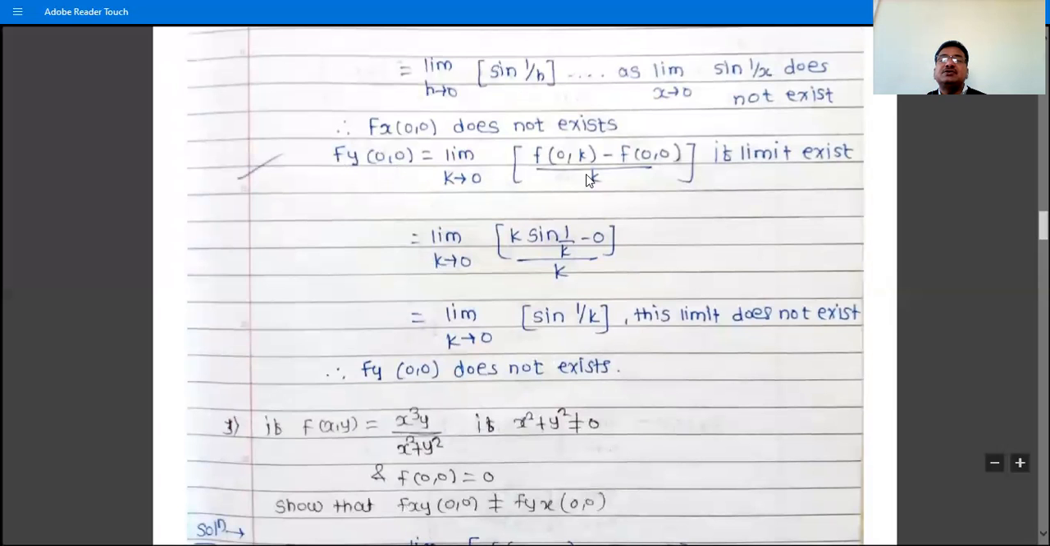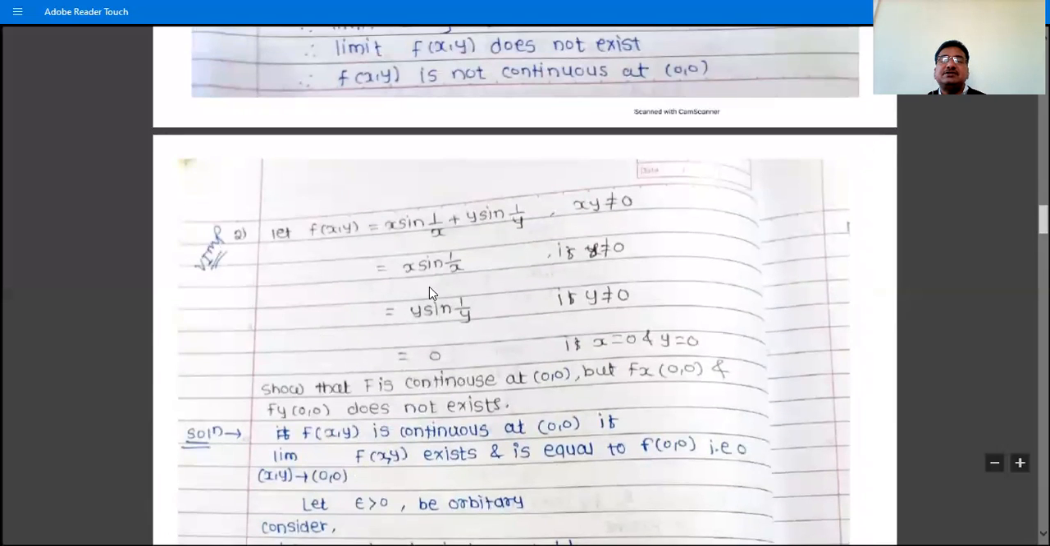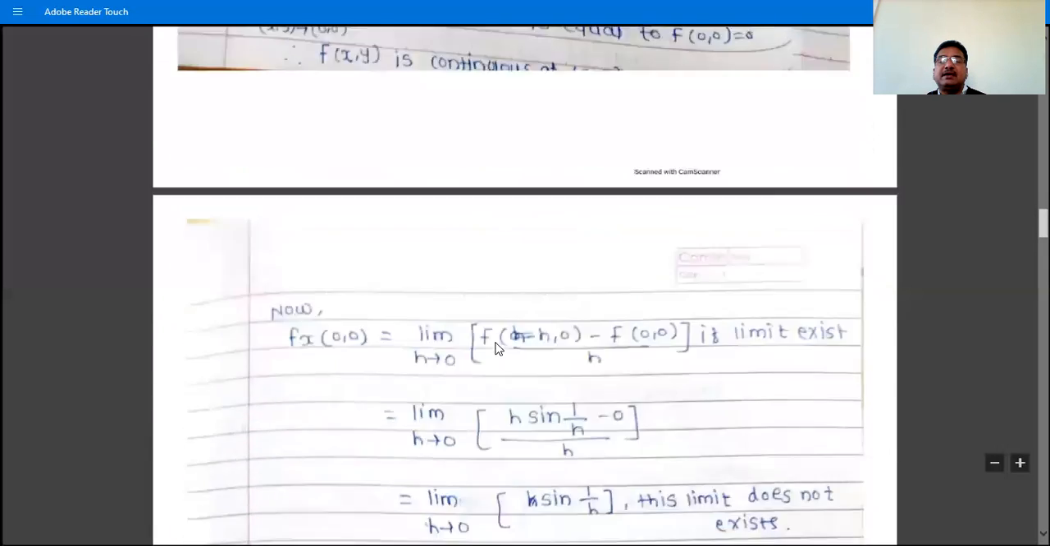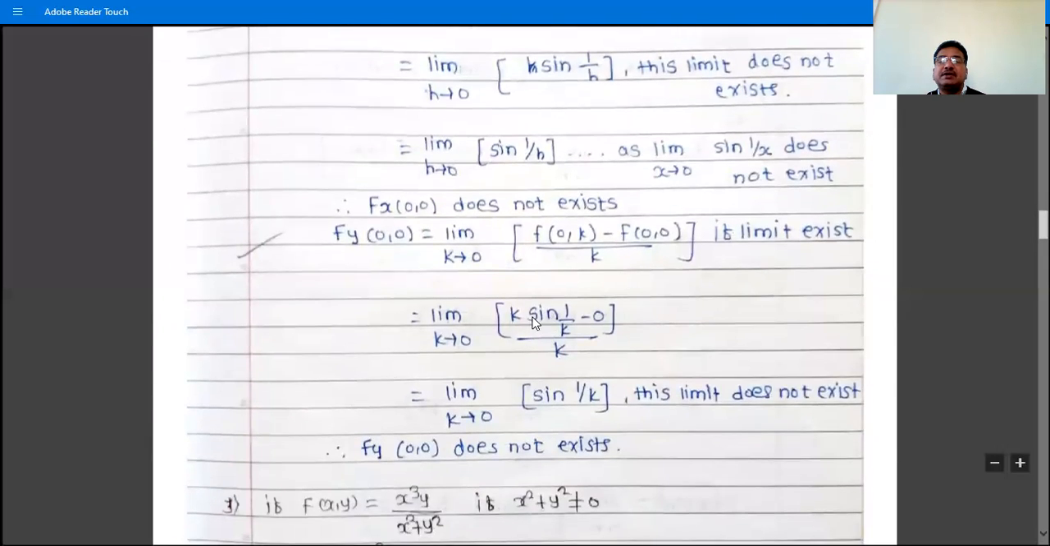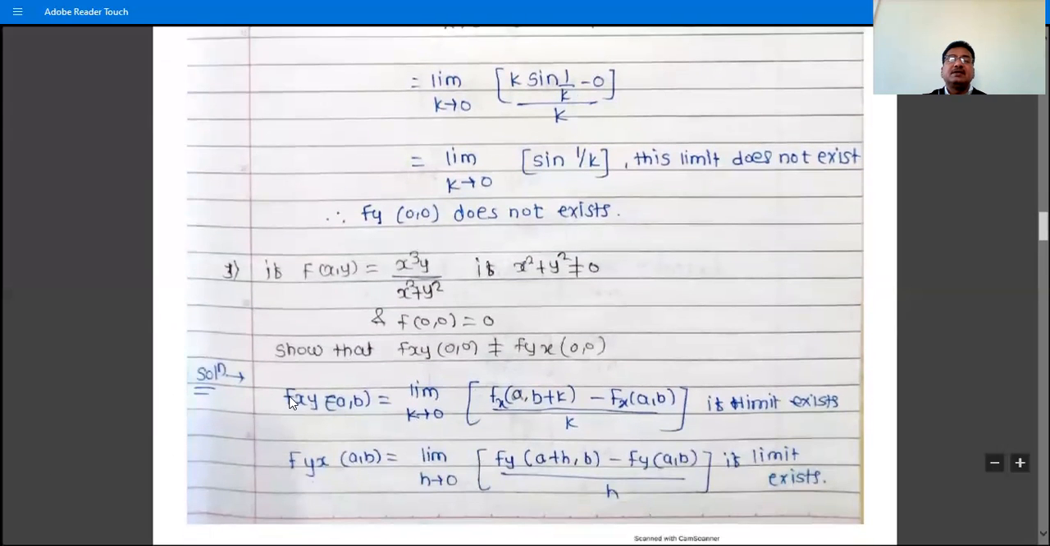Similarly, fy(0,0) is this, and then substitute the values. f(0,k), use this definition: y is not equal to 0 and x is 0. So the value of f(0,k) is k sin 1 by k. f(0,0) is 0, divided by k, and this limit again does not exist, therefore fy(0,0) does not exist. A similar problem: f(x,y) is x cube y divided by x square plus y square.